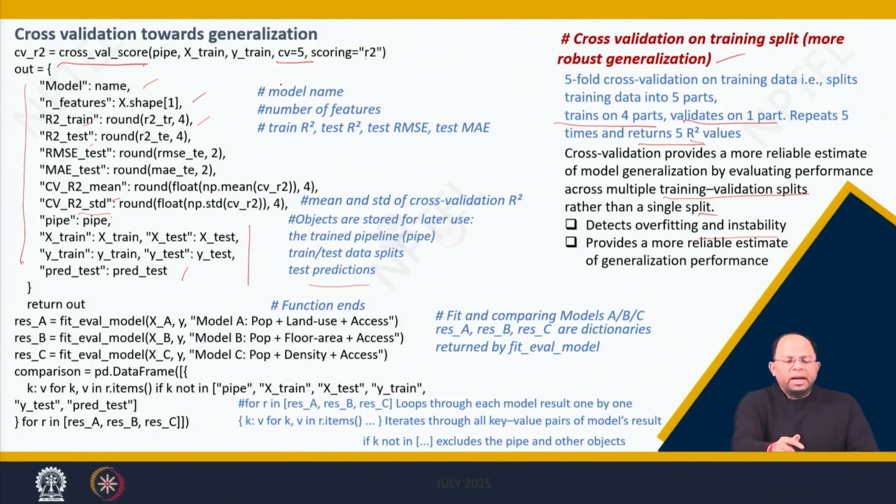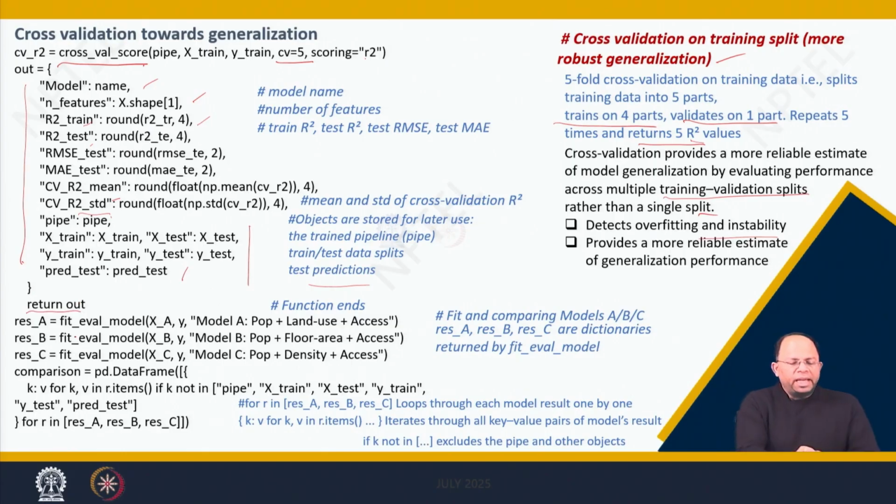We are making the structure ready so that we can call it later on, and we can generate all this: CV scores, CV mean as well as CV standard deviation. So this is the end of the function that we defined at the beginning, return out. So now we are calling that.